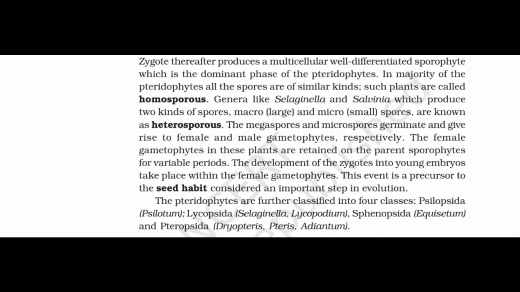In the majority of the pteridophytes, all the spores are of similar kinds. Such plants are called homosporous. Genera like Selaginella and Salvinia, which produce two kinds of spores, macro (large) and micro (small) spores, are known as heterosporous. The megaspores and microspores germinate and give rise to female and male gametophytes respectively.